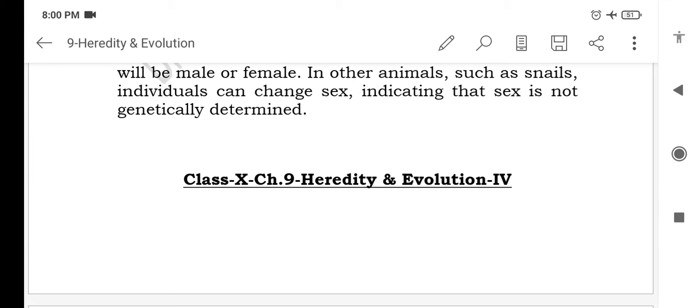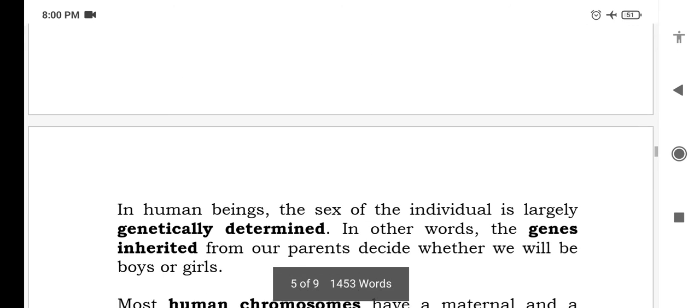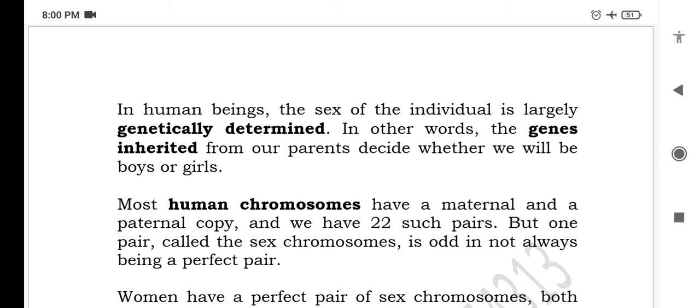Today's lecture is on Heredity and Evolution, Chapter 9 of NCERT Class 10. These are the most important notes of this NCERT chapter and are very useful for all types of exams, whether competitive or academic. Let's start. In human beings, the sex of the individual is largely genetically determined.